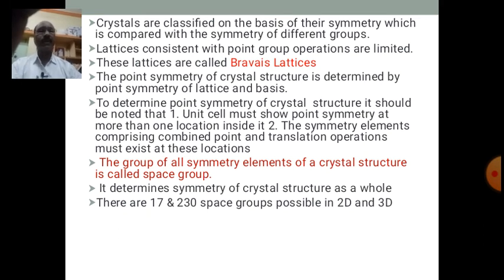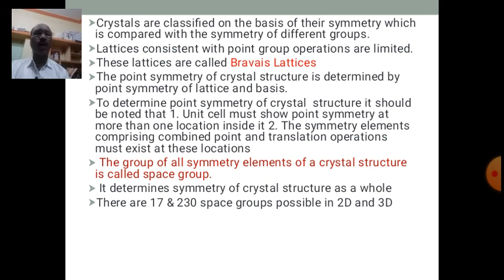And the second condition is that the symmetry elements comprising combined point and translation operations must exist at these locations. These are the two conditions.